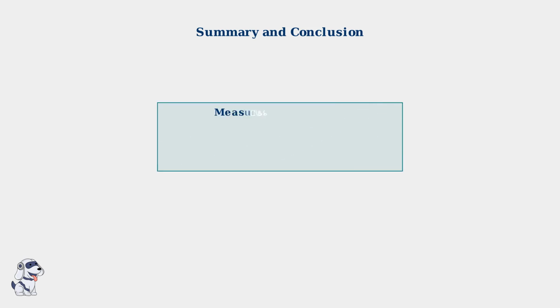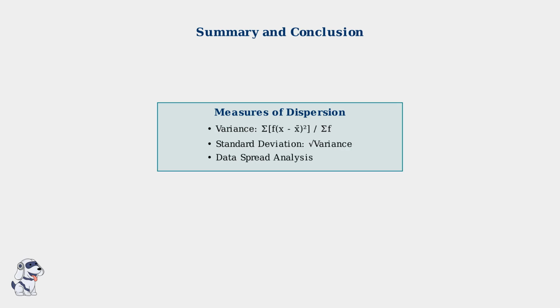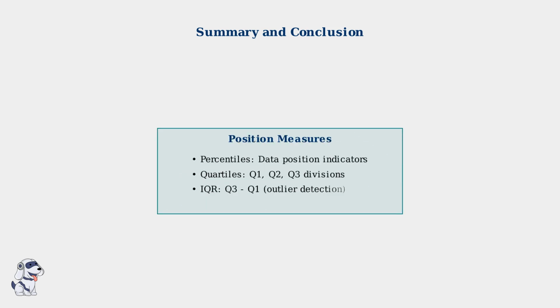We then examined measures of dispersion, variance, and standard deviation. These statistics reveal how spread out our data points are around the central value, providing crucial information about data variability. Position measures, including percentiles, quartiles, and interquartile range, help us understand data distribution and identify outliers. These tools are essential for comprehensive data analysis.